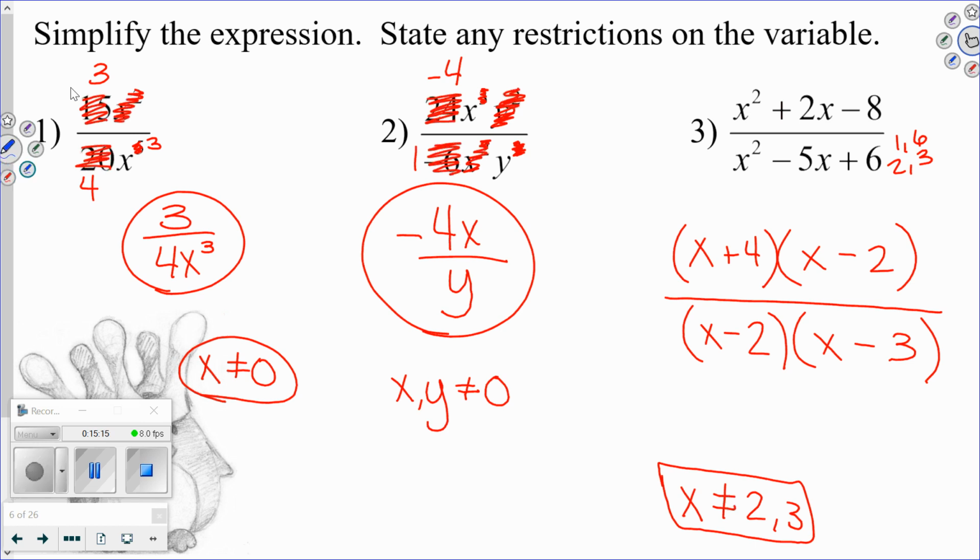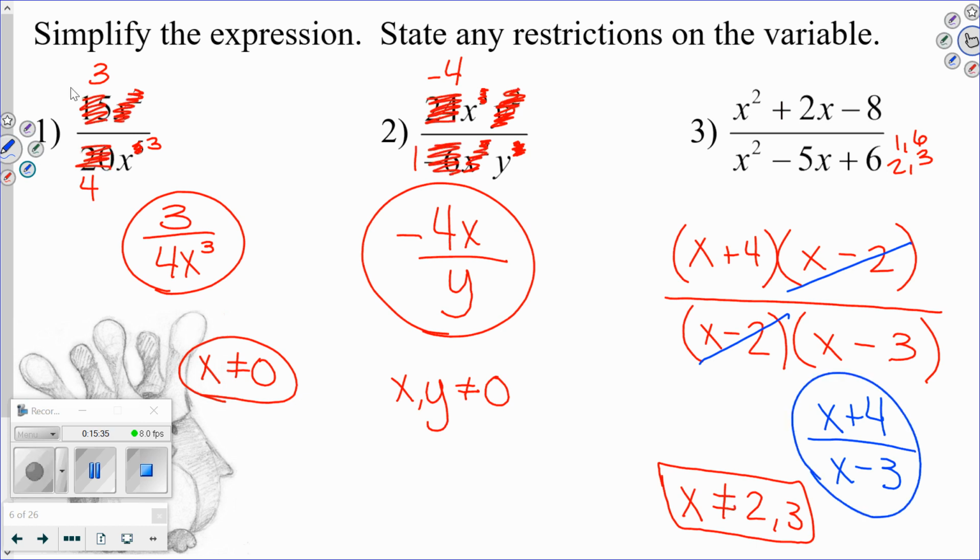Does anything cancel? Yeah, what cancels? X minus 2 and x minus 2. Good. So on top I have x plus 4. And on the bottom, x minus 3. Can I cancel these x's? Why not? They're attached with the plus or minus. You can't touch them. Okay? That is the hardest thing here in the beginning for you people to get your head wrapped around. If it's held with a plus or a minus sign to something else, you cannot just take it apart. I can factor, but I can't cancel it.